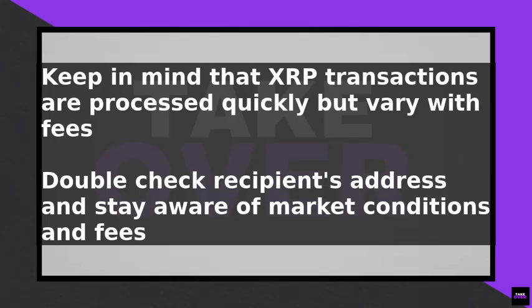As a best practice, always double-check the recipient's address before sending XRP, and be aware of the current market conditions and fees. Additionally, keep your seed phrase safe and secure to protect your wallet and funds from unauthorized access. By following these steps and best practices, you can securely and efficiently send XRP using Trust Wallet. Remember to always prioritize security and caution when handling cryptocurrency transactions.